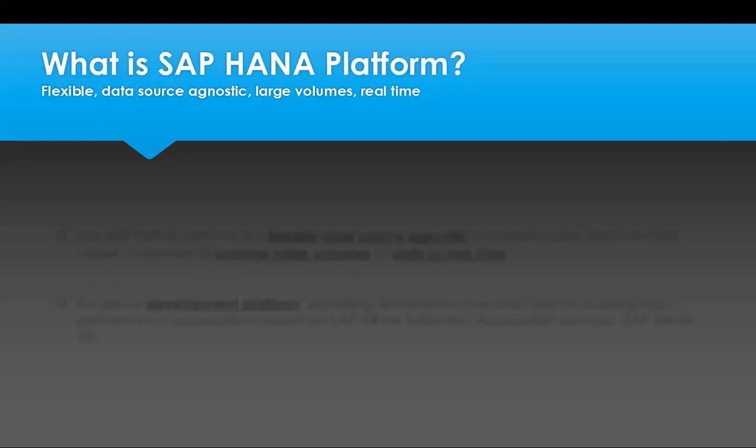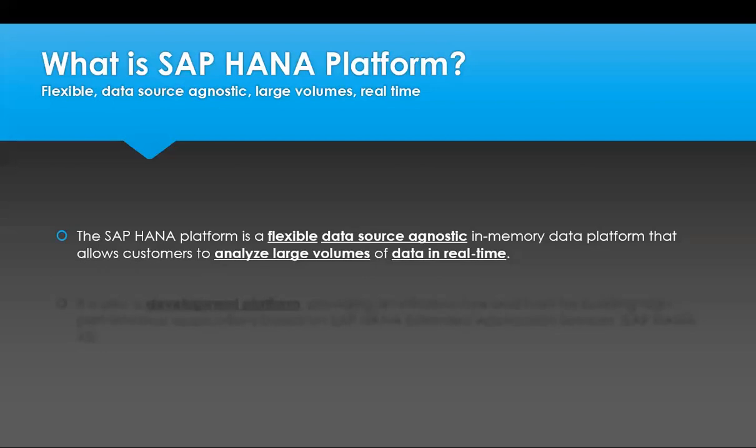So, what is the SAP HANA platform? The SAP HANA platform is a flexible, data source agnostic in-memory data platform that allows customers to analyze large volumes of data in real time. So it's flexible and data source agnostic. What do I mean by that? That means that there are many use cases in which HANA can be used today. In fact, SAP presents itself as a cloud company powered by HANA. So SAP integrates HANA into pretty much everything.